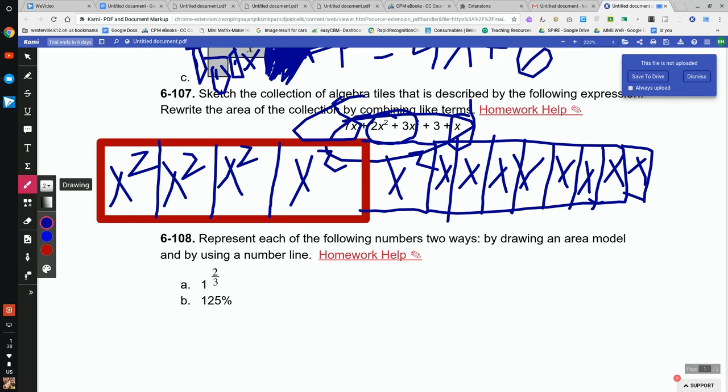And then I have 3, so I'll add my 3 onto the end. There's my 3 1s. So I kind of just grouped them together. So I sketched it. If I was to write these, I would just write it as I see it, 5x squared plus 8x plus 3. Simplified it, combined like terms.